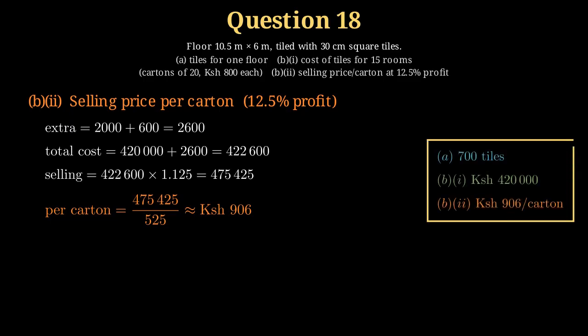To summarize, 700 tiles per floor, 420,000 shillings for 15 rooms of tiles, and a selling price of about 906 shillings per carton. Well done. That's question 18 complete.